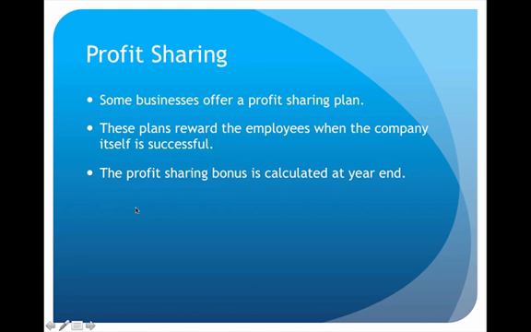Another option would be to have a profit sharing plan. A lot of businesses offer these plans in order to reward their employees and also in order to motivate them. The idea is that the more successful the company is, then the individual employees will profit from that and their salary. So that will be a constant encouragement for them to work harder and to make good decisions for the company.